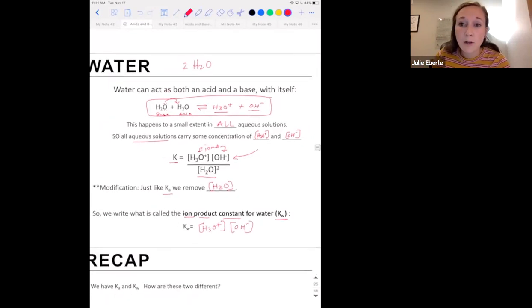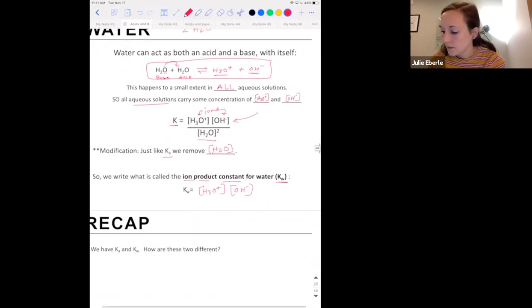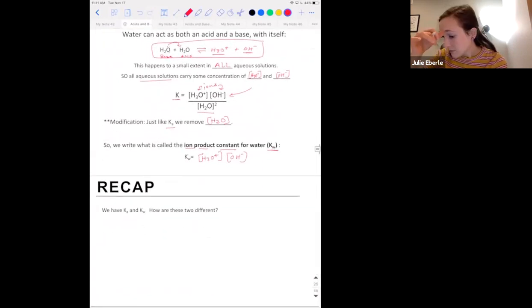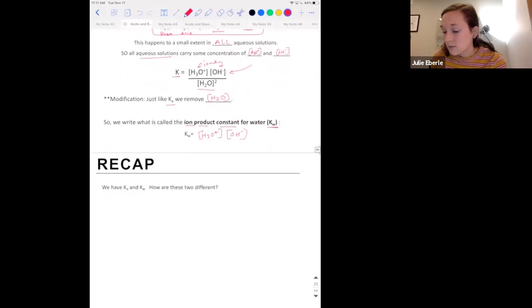So remember, any equilibrium expression you write specifically for an acid-base reaction is different than any other equilibrium expression. You always take water out, okay? Water sits the bench. Now, as a reminder, we have Ka and Kw. How are they different? But how are they the same? Well, they're the same because we remove water from both.